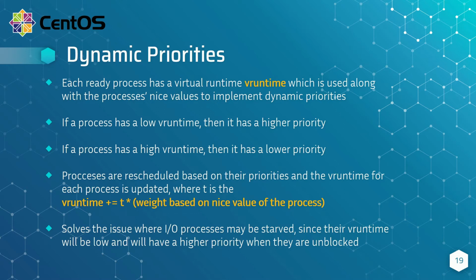So this is the way that processes are scheduled. They're based on the priorities and the virtual runtime. The way that it is updated is virtual runtime plus the time multiplied by the weight based on the nice value of the process. So the nice value here will increase the weight of the time, which means that lower priority processes actually will have time moving faster, which will lower them on the priority list. So once again, a higher nice value means a lower priority, and this is how it's implemented using this formula.